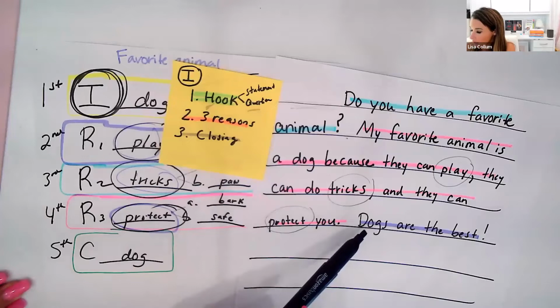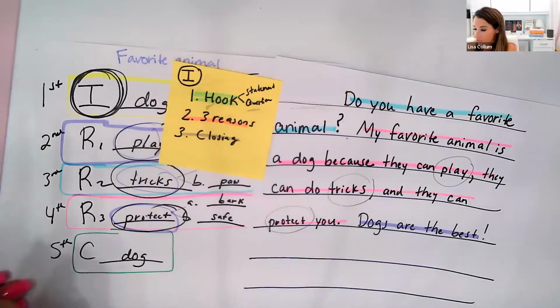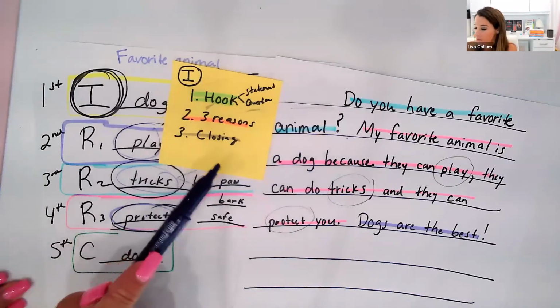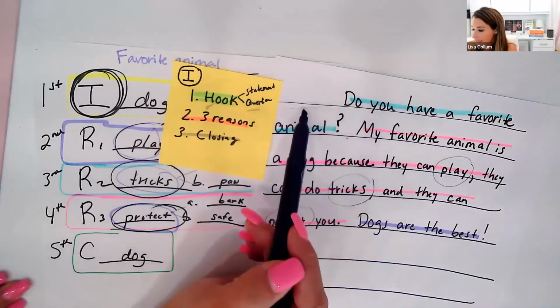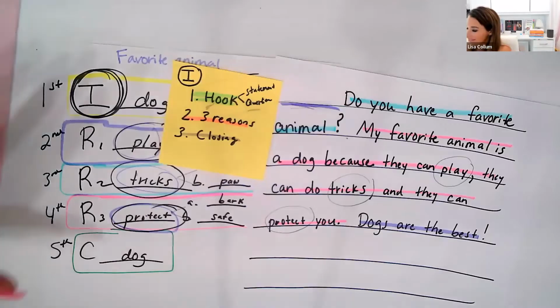And then closing, just say something nice about the topic. I said dogs are the best. Okay, so you can see my hook is in blue, my 3 reasons are in pink, and my closing is in purple, and I indented at the beginning. Okay, now it's your turn.